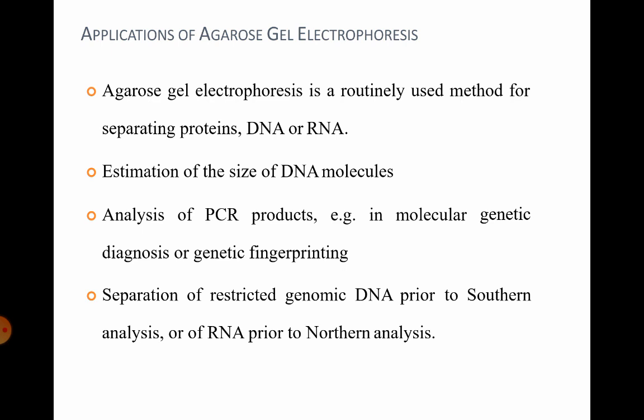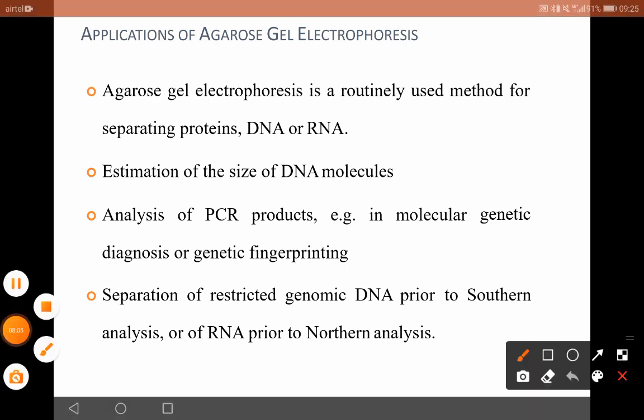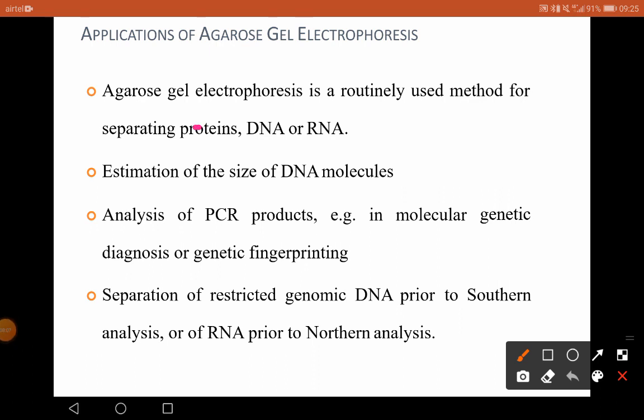Applications of agarose gel electrophoresis: it is routinely used for separating proteins, so this is wrong, this is routinely used for separating DNA or RNA, so not proteins. We use polyacrylamide gel electrophoresis for proteins. Other applications: estimation of the size of the DNA molecules, analysis of PCR products, separation of restricted genomic DNA prior to Southern analysis or prior to Northern blotting analysis.